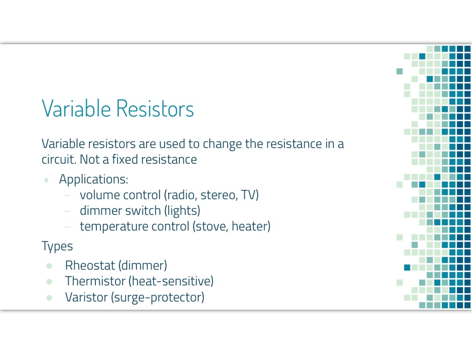It's not fixed. So for instance, the volume control within your TV or a radio has a variable resistor to change that current to change the volume. Same with a dimmer switch within our light systems or a temperature control on our stove or a heater. So there's 3 different types of variable resistors: a rheostat, which is a dimmer, a thermistor, which is heat resistive, or a varistor, which is like a surge protector.